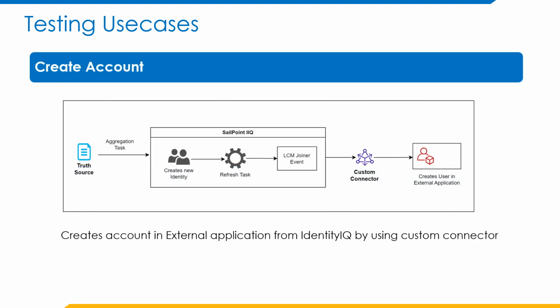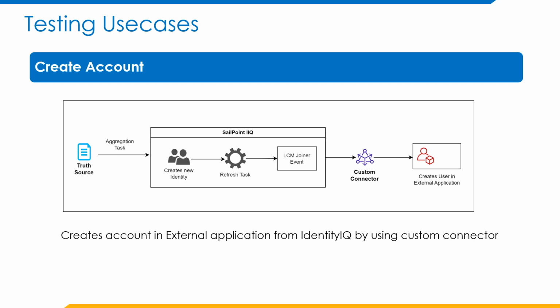Next operation is create account. For this operation, we use a delimited file-based application as our truth source. Once a new entry gets added in that file, a new identity will be created from the aggregation task. Upon running the refresh identity cube task, a configured lifecycle joiner event will be triggered to handle the account creation process in the target application using a provisioning plan.